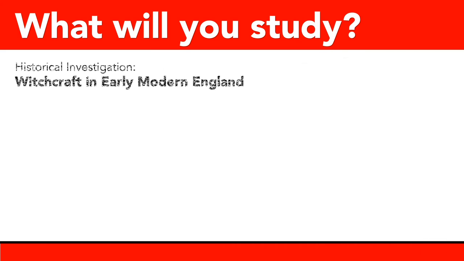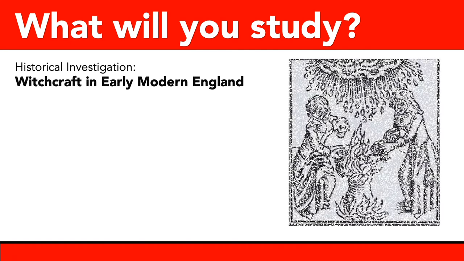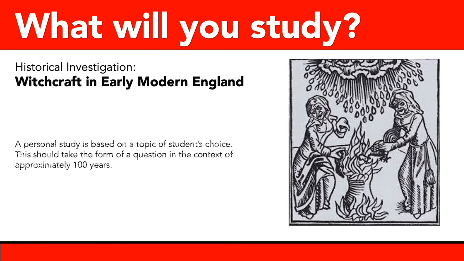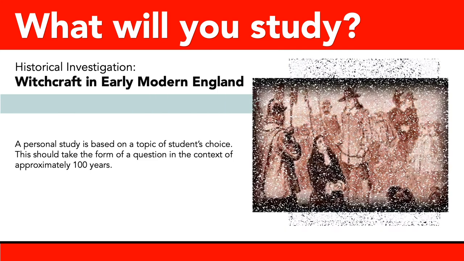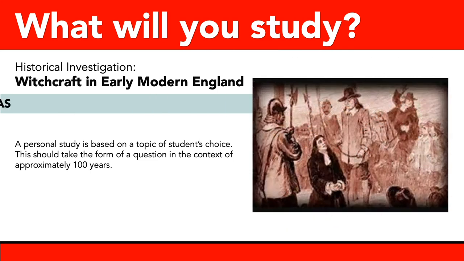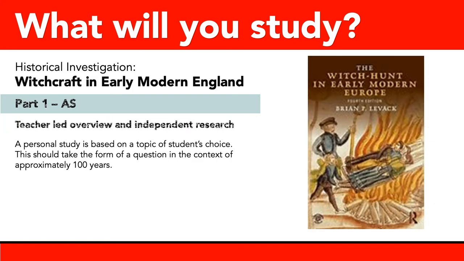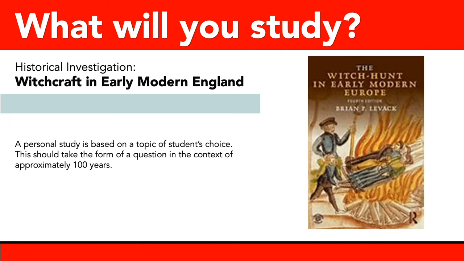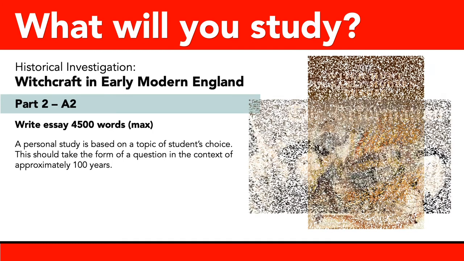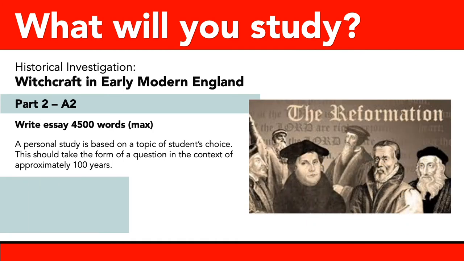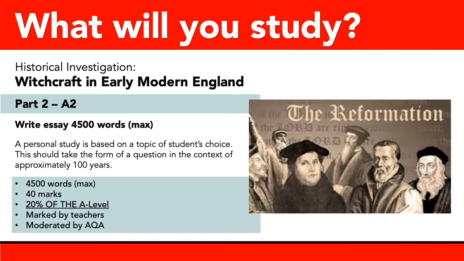Hi Year 11, this is Miss Baker and I'm going to quickly talk to you about the third and final unit of your History A-Level. Your third unit will be your coursework study, or as we call it, your historical investigation. This is a personal study based on the question and topic of your choice. It is going to be worth 20% of your A-Level and it's going to be marked by us as teachers, but then moderated later on with the exam board.